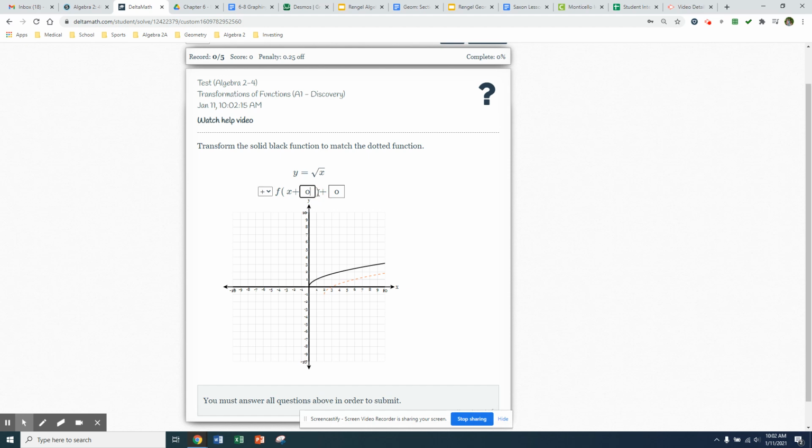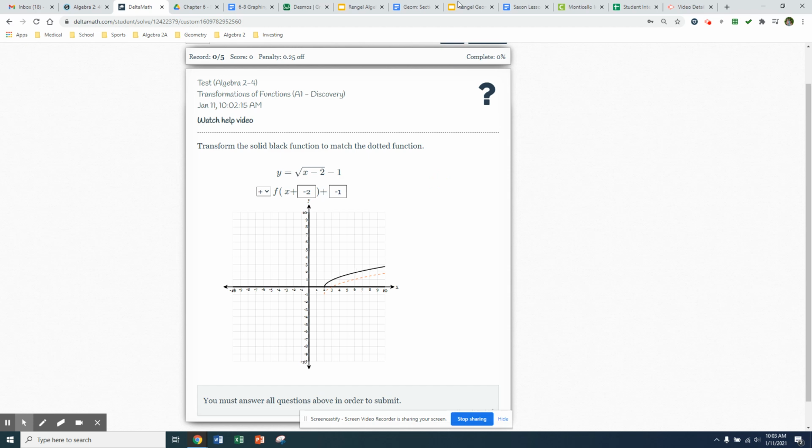Now, if it goes 2 to the right, that would be x minus h. And here in Delta Math, they put everything as plus. So to move to the right, though, remember moving, it's kind of opposite. Moving to the right is x minus, so that's 2 to the right. We're putting a negative 2 there. And then moving down 1, the h is opposite, but the k is regular. That would just be a minus 1.